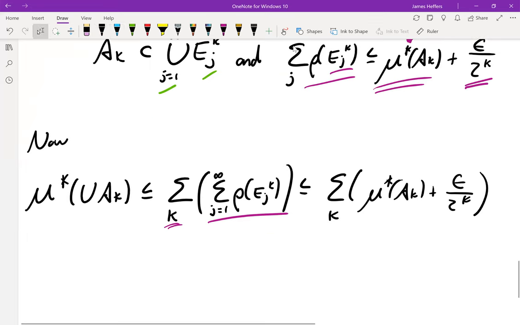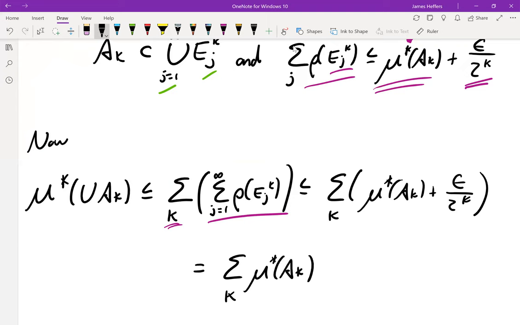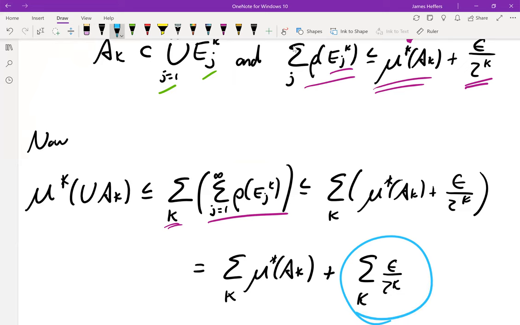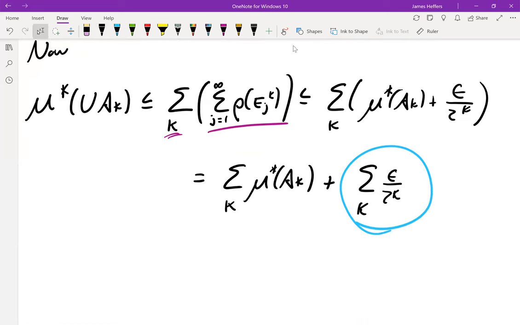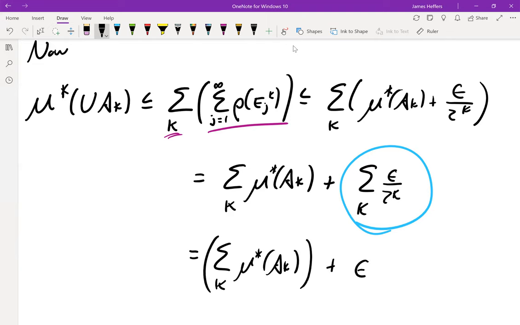But now we can just break apart this sum. So this is going to be the sum of the outer measures of the A_K plus the sum of epsilon over 2^K. This one converges, as we know from calculus. We know that that's going to just equal epsilon. Plus epsilon, okay? But epsilon greater than zero was arbitrary. So this is true for all epsilon greater than zero.